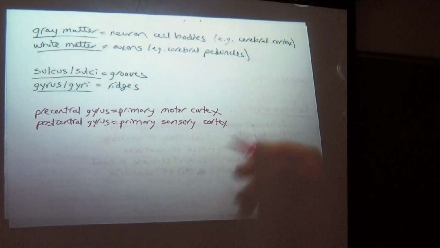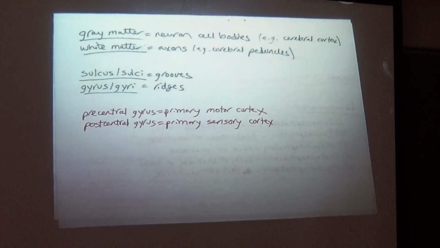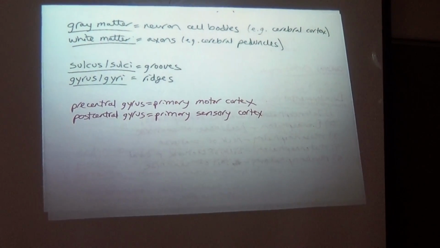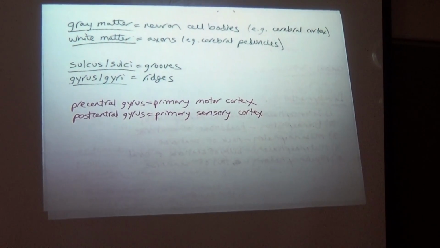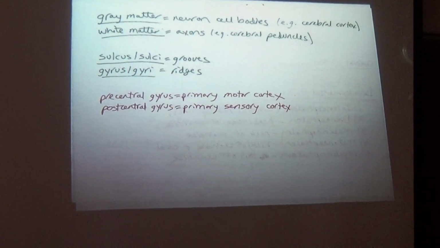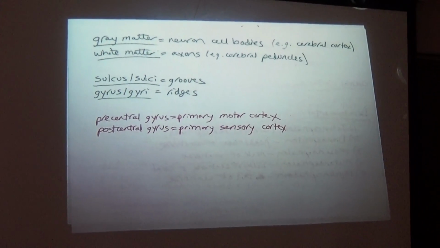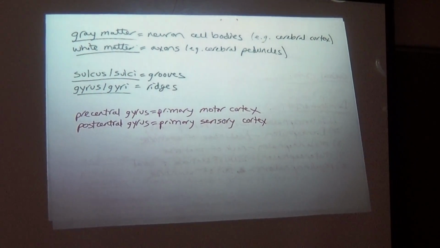So that could be a question. If I point to the precentral gyrus and I don't say anything, you could call it either one of those and they would be right. But I might say, what's another name for the precentral gyrus? Or what's another name for the primary motor cortex? And then you'd have to tell me the other name for it.